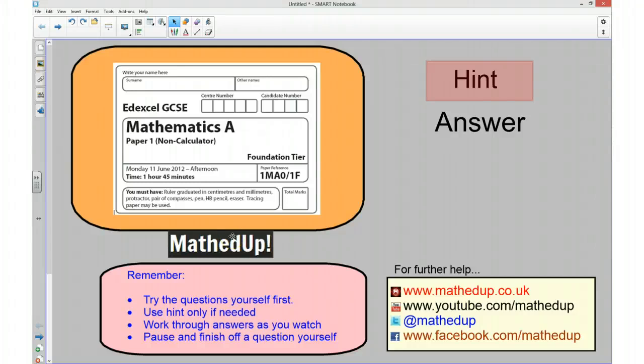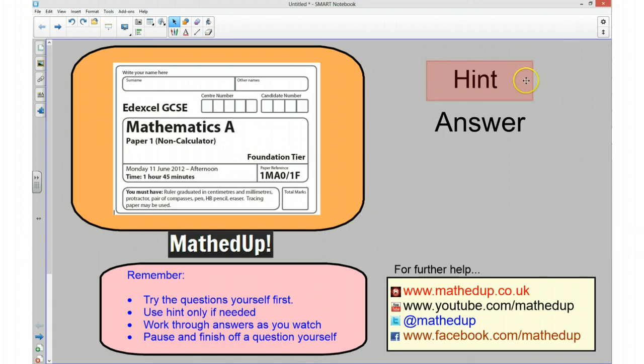Hi, this is the June 2012 Foundation Tier GCSE Non-Calculator paper, so this is paper 1. In this video we're going to be having a look at all of the solutions to this exam paper. When you're working through this video, it's going to be split into two parts.